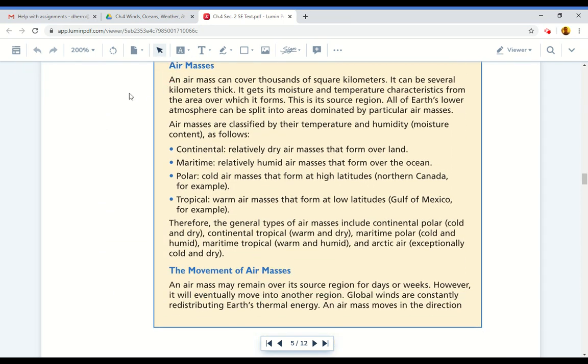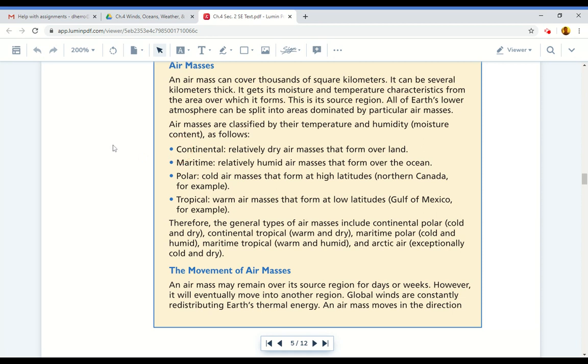Air masses. An air mass can cover thousands of square kilometers. It can be several kilometers thick. It gets its moisture and temperature characteristics from the area over which it forms. This is its source region. All of Earth's lower atmosphere can be split into areas dominated by particular air masses. Air masses are classified by their temperature and humidity as follows.